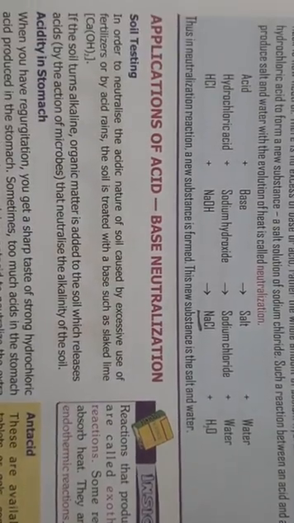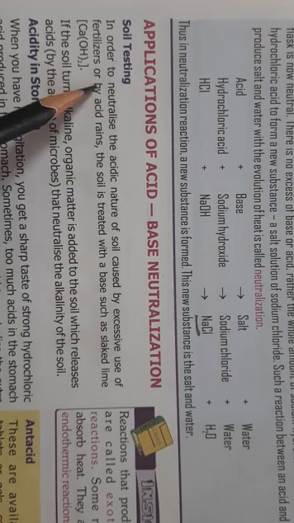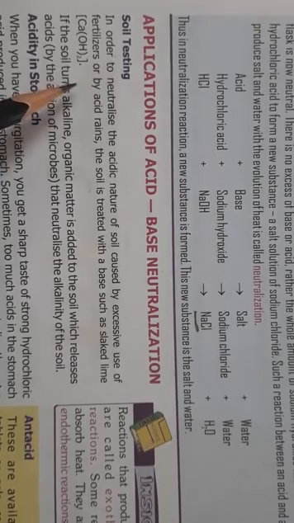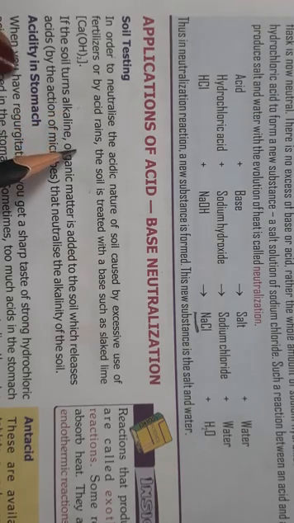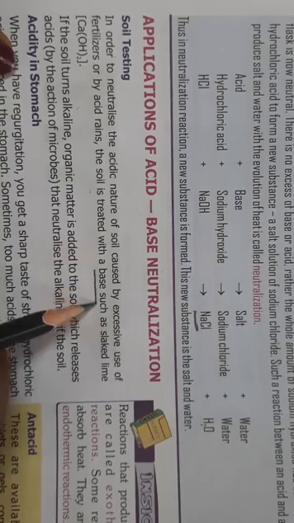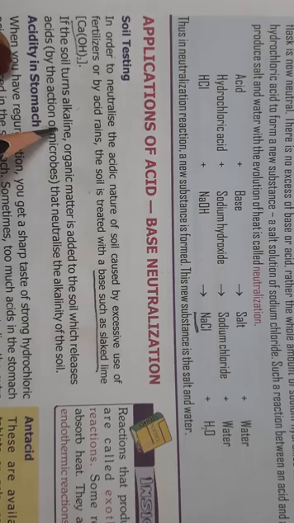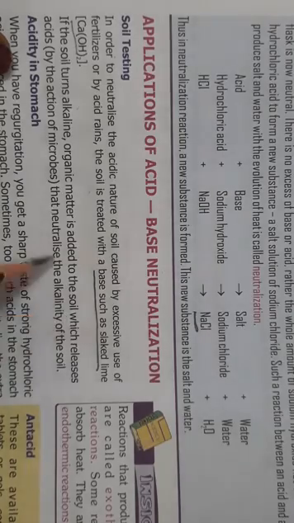Now there are applications of neutralization reaction. What is the first application? First application is soil testing. See children, what happens when you are continuously adding fertilizers, and by acid rains? The soil becomes acidic in nature. So to neutralize the soil, what is added? A base is added like slaked lime, Ca(OH)2, slaked lime. And if the soil is basic, then organic matters like manures are added so that it becomes acidic.